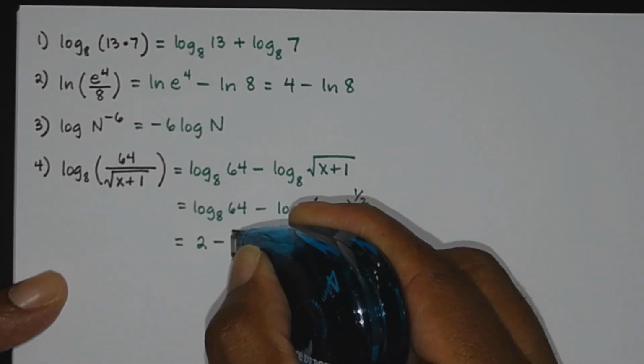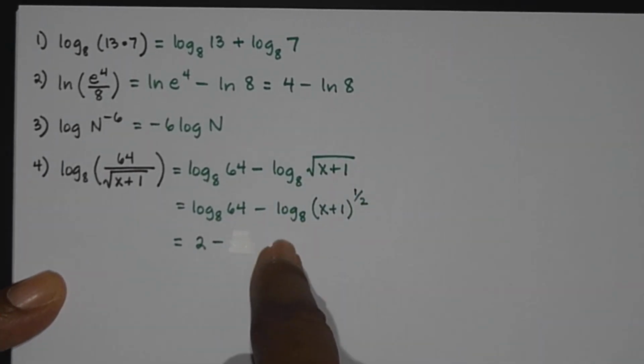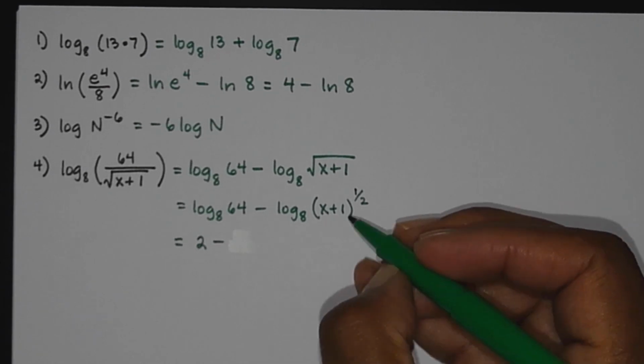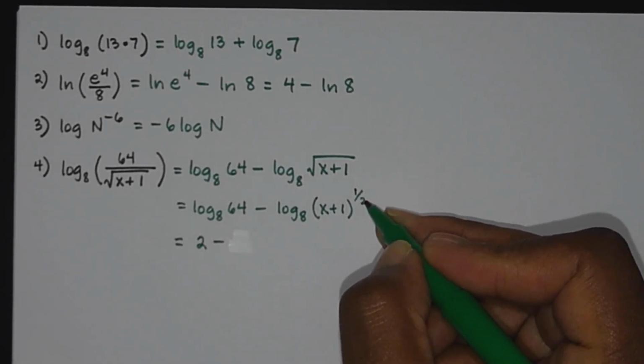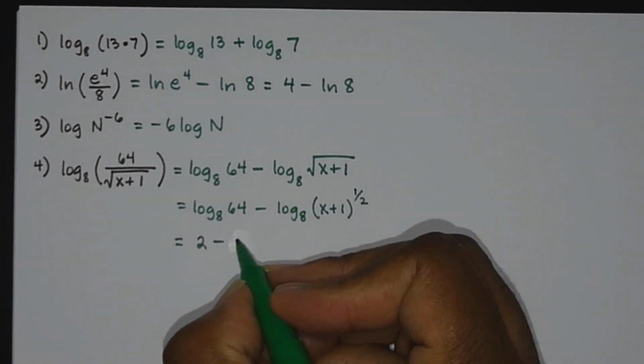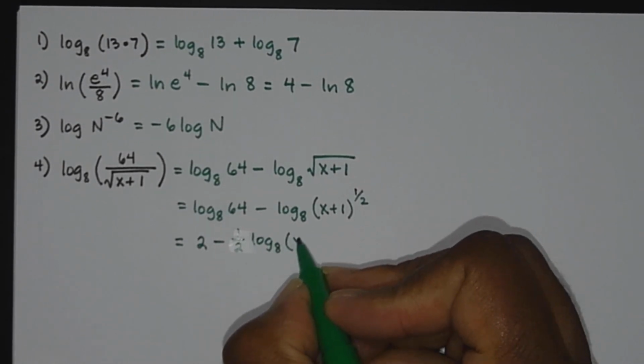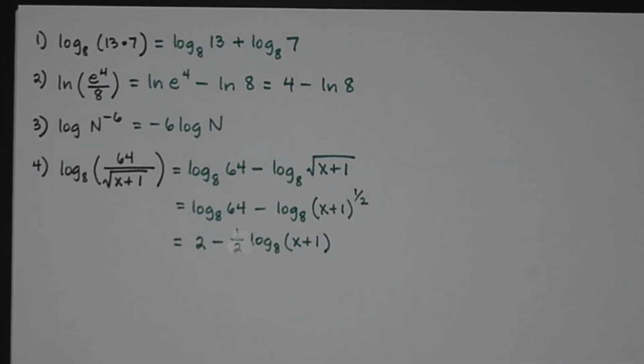What rule can I use there? For that log to the base 8 of x plus 1 to the 1/2 power. What rule can I use there? Notice I had the exponent of 1/2, so I need to use the power rule by bringing the 1/2 in front of log to the base 8 of x plus 1. And here I will go no further than that. So the final answer or the final expression would be 2 minus 1/2 log to the base 8 of the quantity x plus 1. Are there any questions about problem number 4?